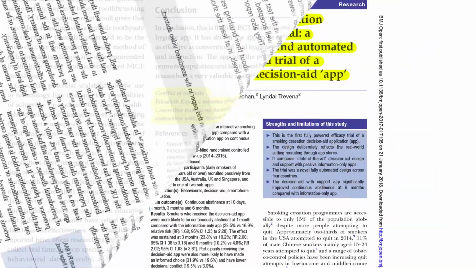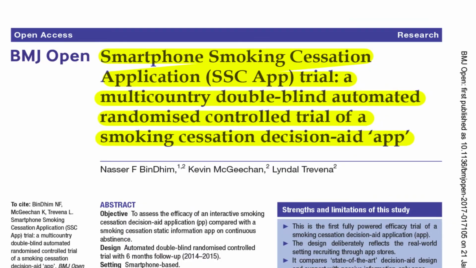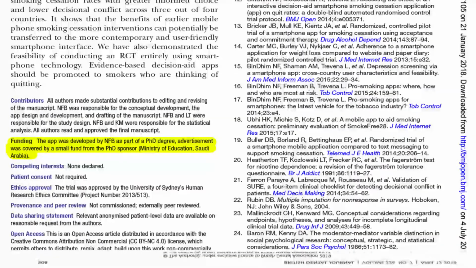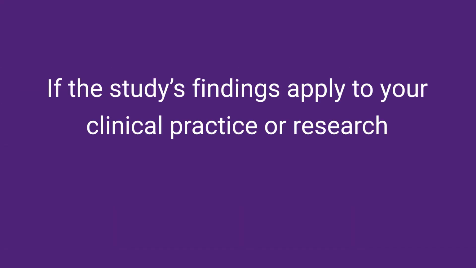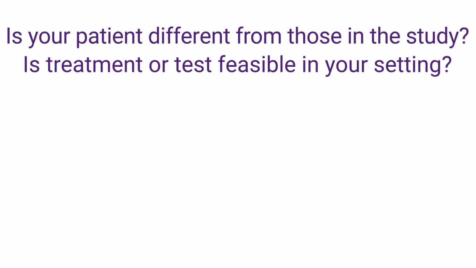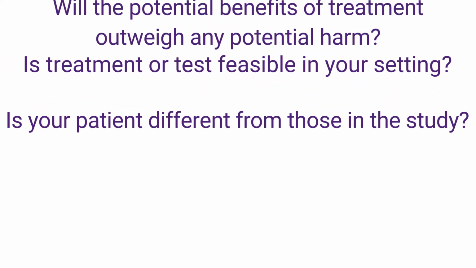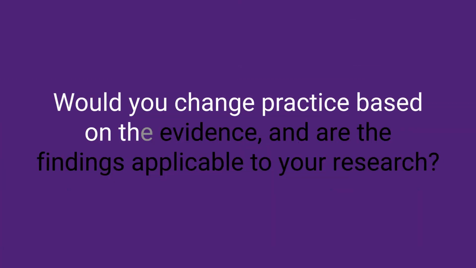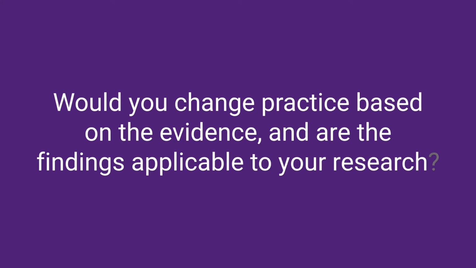Identification of a potential conflict of interest does not necessarily mean the results of a study cannot be relied upon. Consider whether they have been recognized, how they have been dealt with, and if this has influenced the validity of the study's findings. Part of the clinical appraisal process is working out if the study's findings apply to your clinical practice or research. Consider whether the treatment or test is feasible in your setting. Is your patient different from those in the study? Will the potential benefits of treatment outweigh any potential harm? In short, would you change practice based on the evidence, and are the findings applicable to your research?